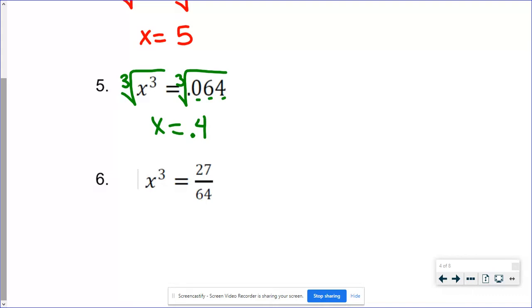The cube root of x cubed equals 27 over 64. So I would take the cube root to get rid of the cube. So I'll get that x equals the cube root of 27, which is 3, over the cube root of 64, which is 4. So it's 3/4.